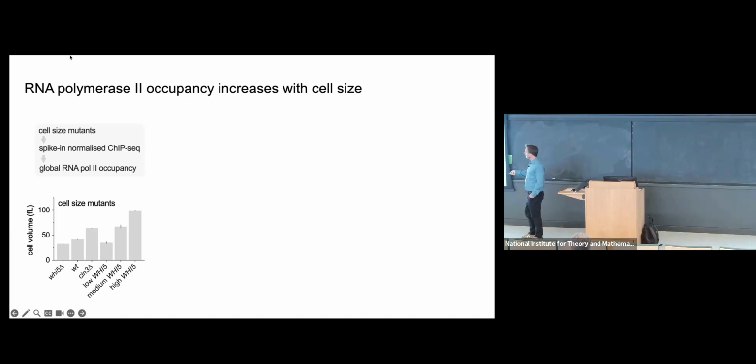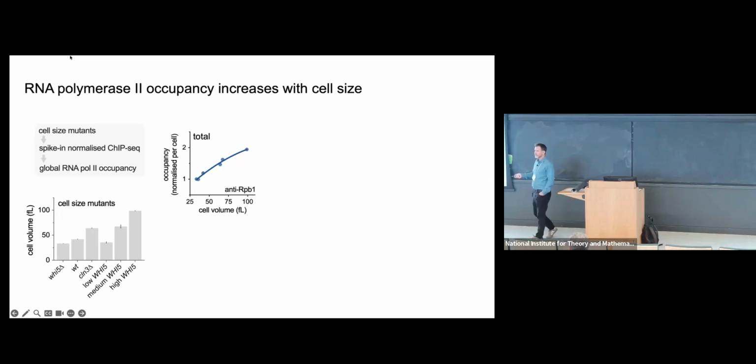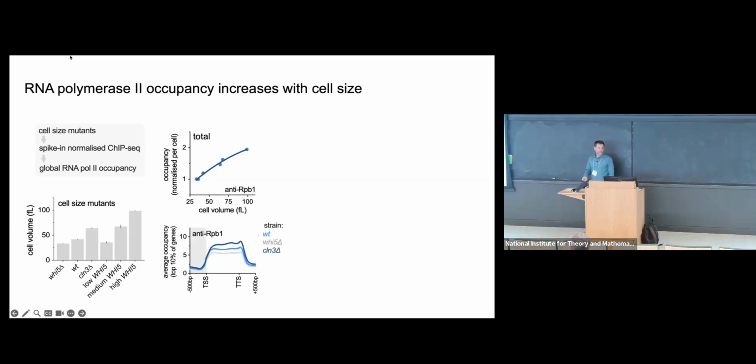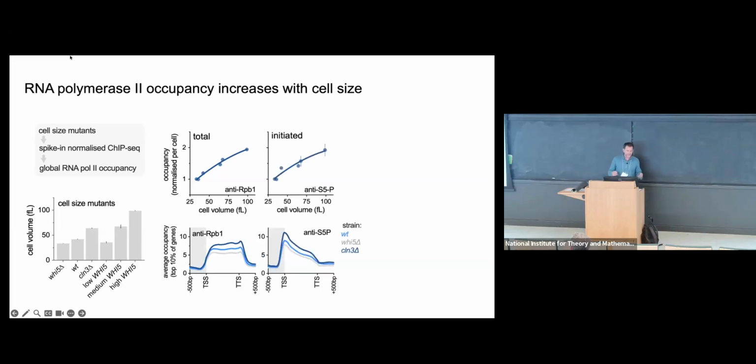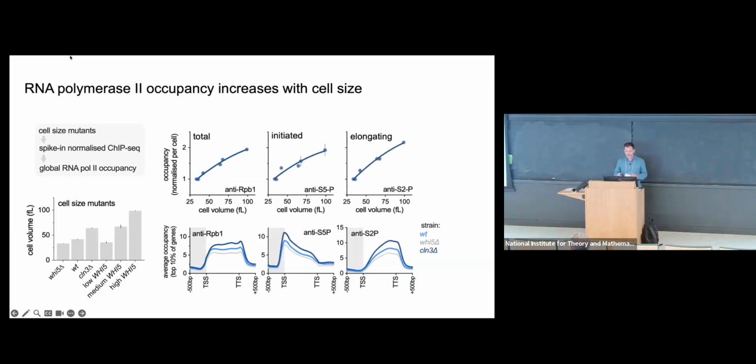And so we can take different mutants that we've generated where they have different cell volumes, and then we can do this experiment, and you can see that the bigger the cell is, the more RNA polymerase II you have on the genome, as you would expect because you're transcribing more. And that's true for different versions of RNA polymerase II. These details don't really matter too much.